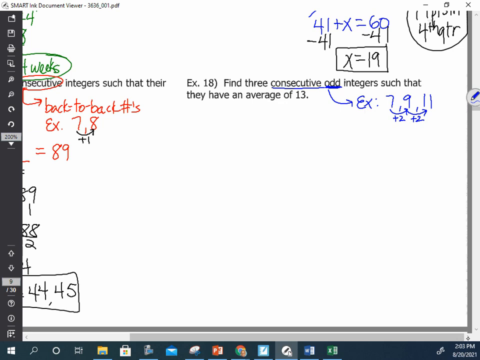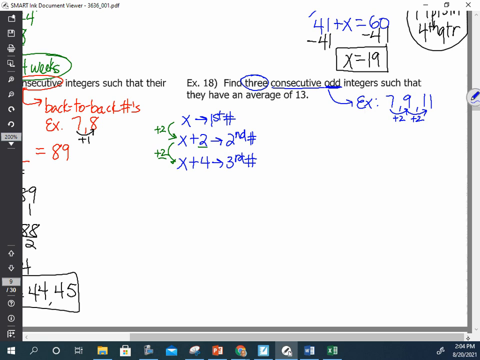So keeping that in mind, find 3 consecutive odd integers. So we need 3 numbers this time. So x can be the first number. x plus 2 is the second number. And then x plus 4 is the third number. So if you're wondering where x plus 4 is coming from, remember, we're adding 2. So x, if we add 2, gives you x plus 2. x plus 2, if we add 2, 2 plus 2 gives you 4. So that's where the 4 comes from.